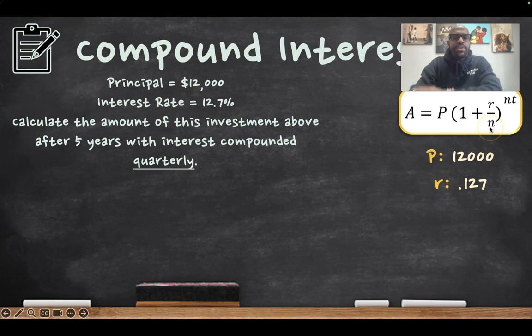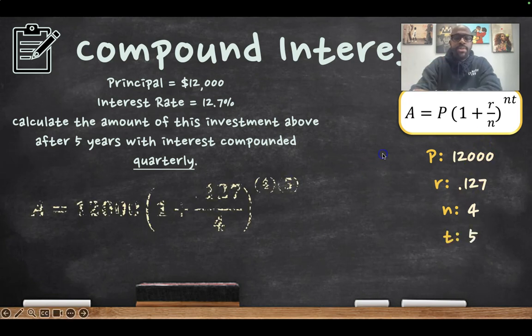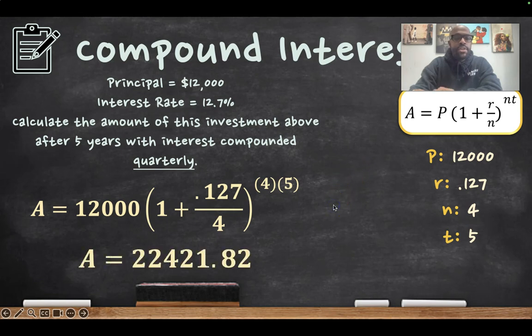And then how many times is it being compounded each year? Quarterly, 4 quarters in a dollar. So that'll be 4. And how many years? It'll be 5. So from here, we'll plug those values in. And once you plug those values in, you should get $22,421.82. Remember, go ahead and put these exponents in parentheses so you don't have to keep manipulating Desmos in order to keep the values in the exponent.